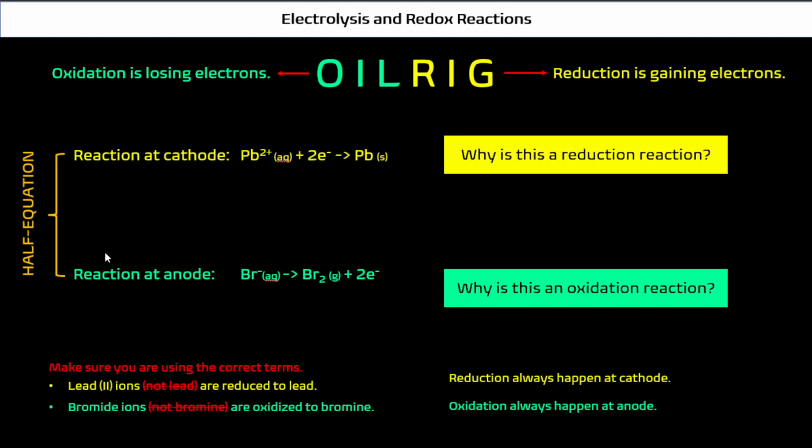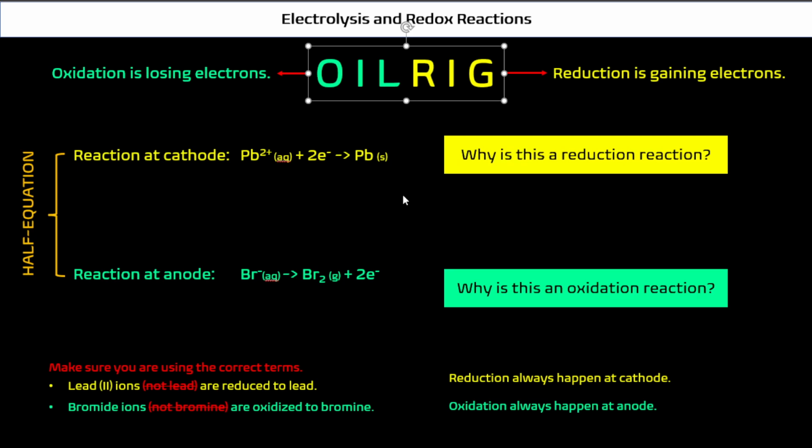Now, redox reaction is very commonly associated with electrolysis. So let's try to remember this very important phrase first. OIL, oxidation is losing electrons, and from RIG, we can remember that reduction is gaining electrons. So remember your cathode reaction and your anode reaction. These are also called ionic half equations because we are only writing half of the equation and not the full ones. So why is this a reduction reaction?